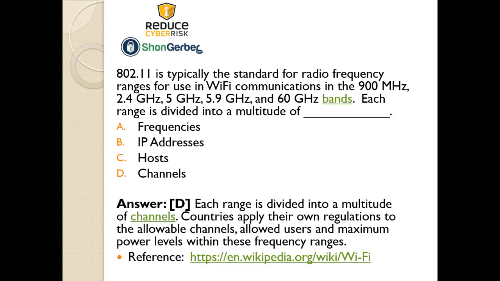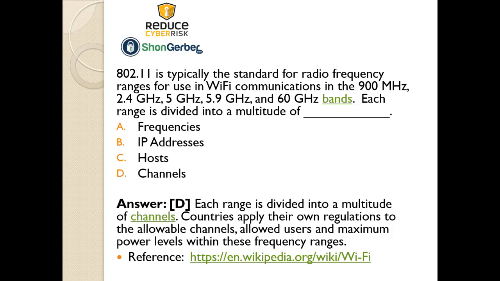All right, so first question. 802.11 is typically the standard for radio frequency ranges for use in Wi-Fi communications in the 900 megahertz, 2.4 gigahertz, 5 gigahertz, 5.9 gigahertz, 60 gigahertz bands. Each range is divided into multiple blank. So your Wi-Fi communications is all talking on all these gigahertz, right? Megahertz, right? So what is it? But it's also divided. So each of these frequency bands is divided into a multiple of blank.